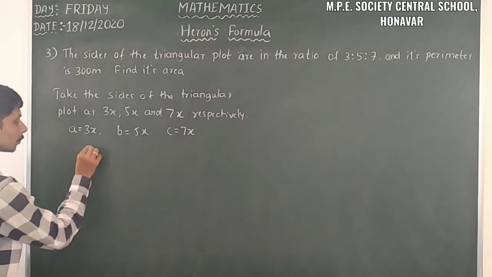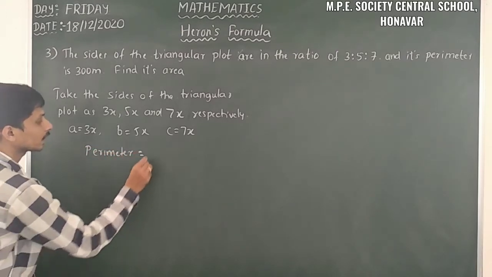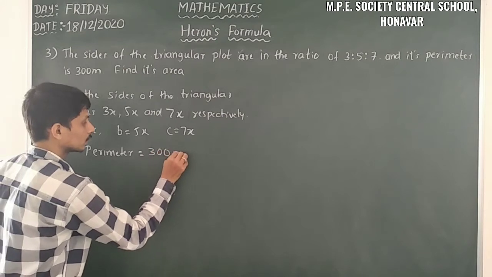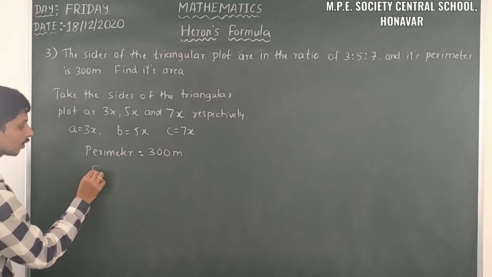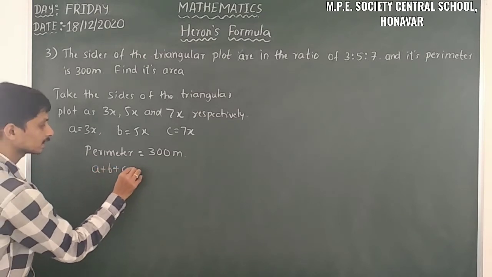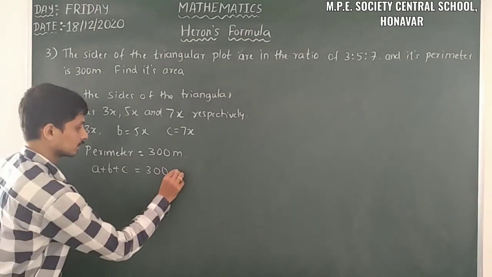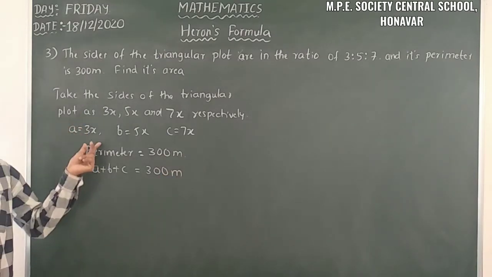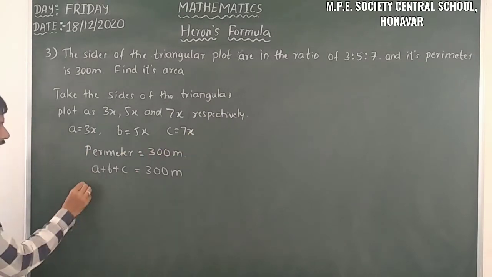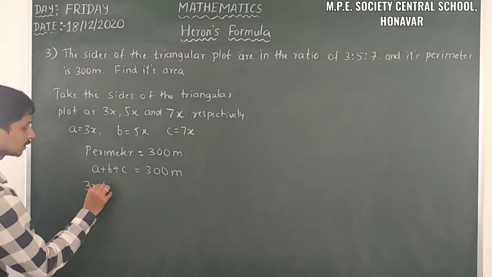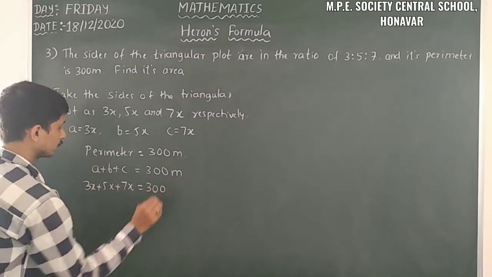What is the value of the perimeter here? Perimeter is equal to 300 meter. So we have to add all the sides, that is A plus B plus C is equal to 300 meter. The value of A is 3x, the value of B is 5x, the value of C is equal to 7x. Let us insert it: 3x plus 5x plus 7x is equal to 300.